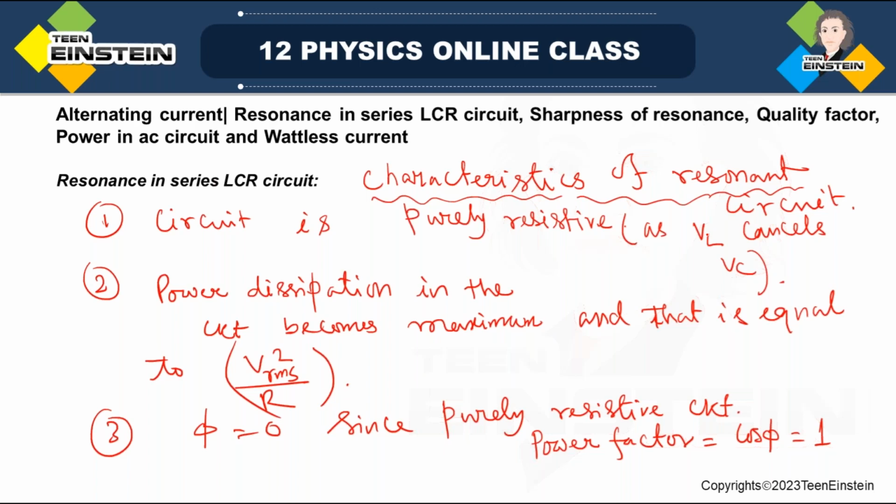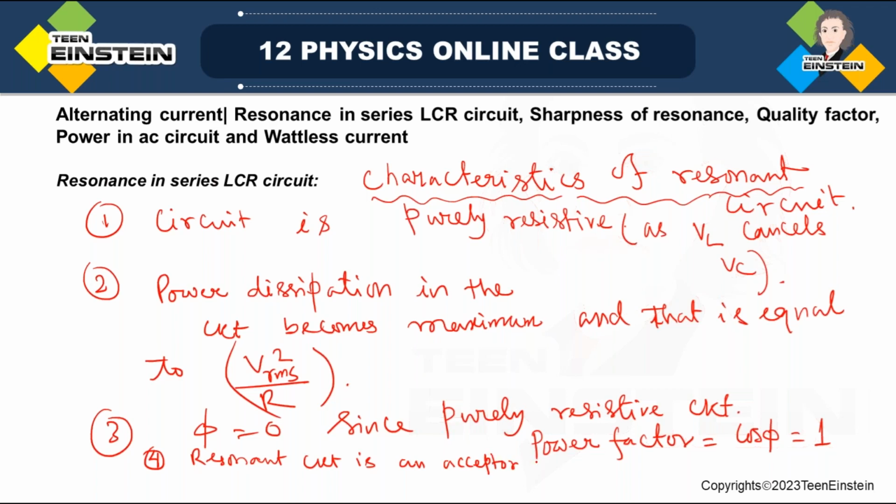So these are a few points. I should write the last point: a resonant circuit is an acceptor circuit.